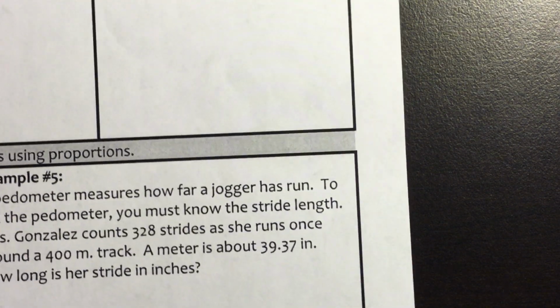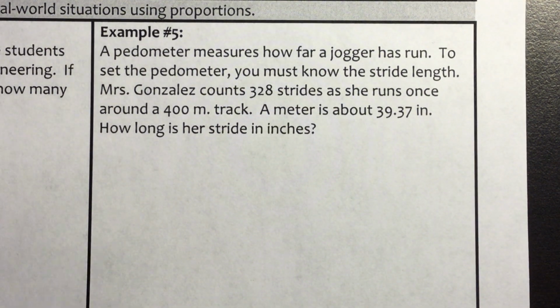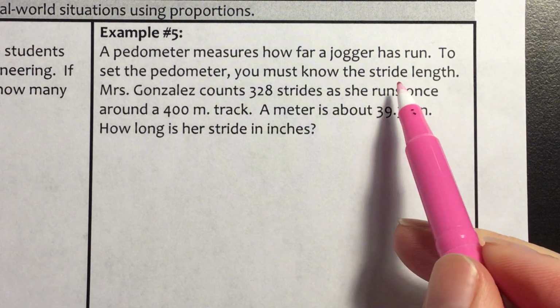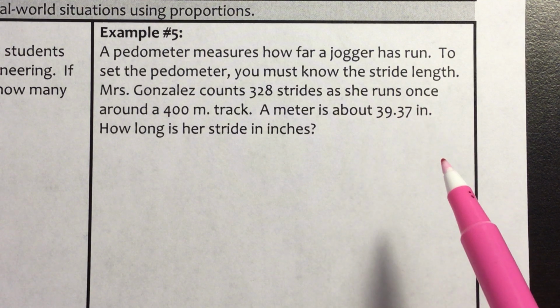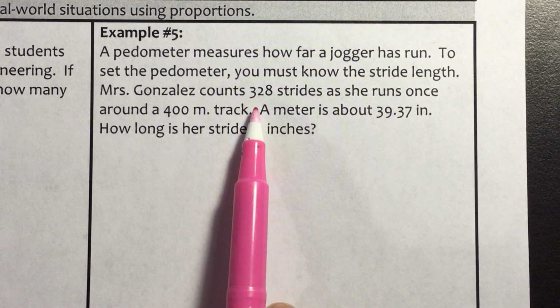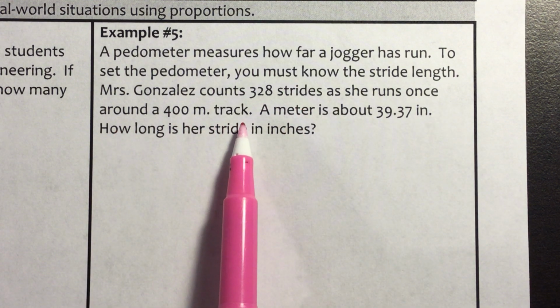All right, example 5. A pedometer measures how far a jogger has run. So a pedometer is like a Fitbit. It figures out how far you're running by how many steps you've taken. Okay, so to set the pedometer, you must know the stride length. So a stride length is how far it is between your feet as you take a step. Okay. Mrs. Gonzalez counts 328 strides as she runs once around a 400-meter track.